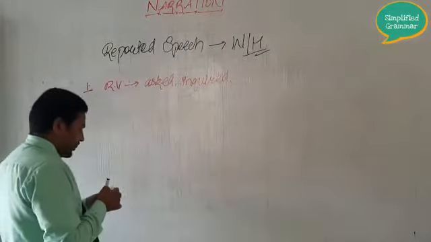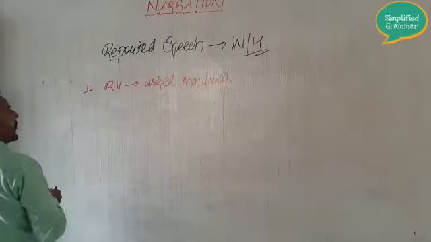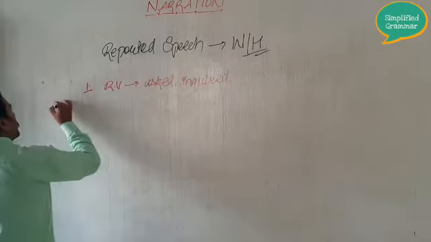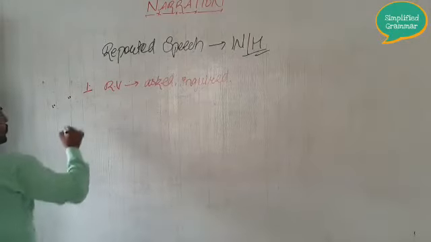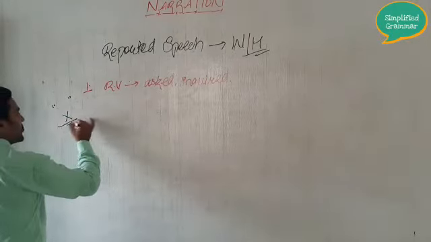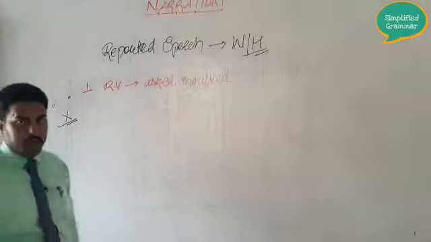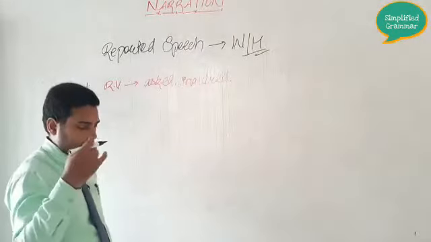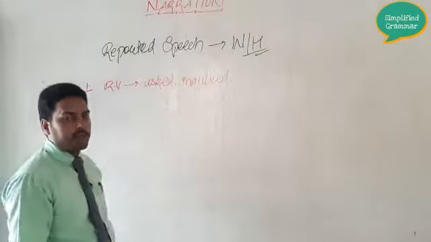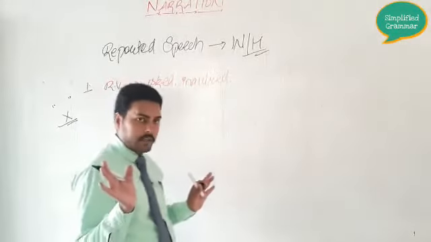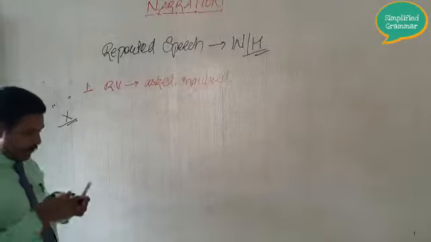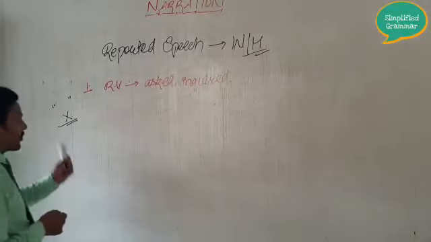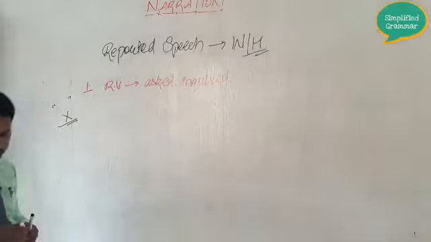Okay, so the next step that you need to follow in order to remove double inverted commas: you do not need to use any kind of conjunction. You do not need to use the conjunction that, and even no need to use if or whether. Okay dear students, I hope you are understanding me. So let us see how. Let us understand this portion with the help of one example.